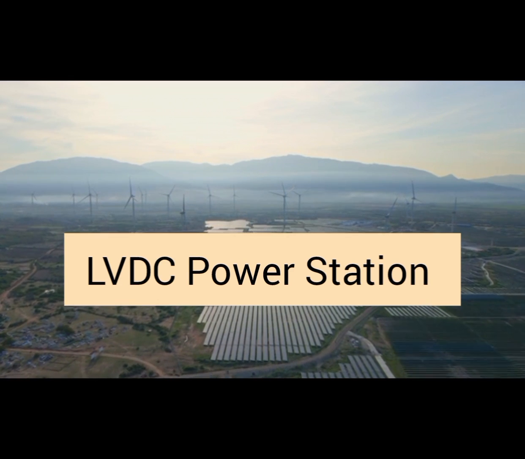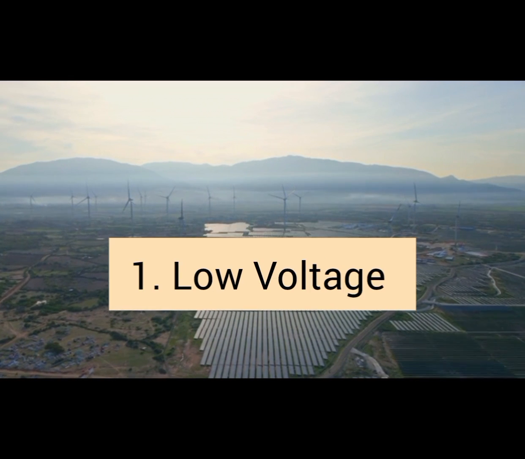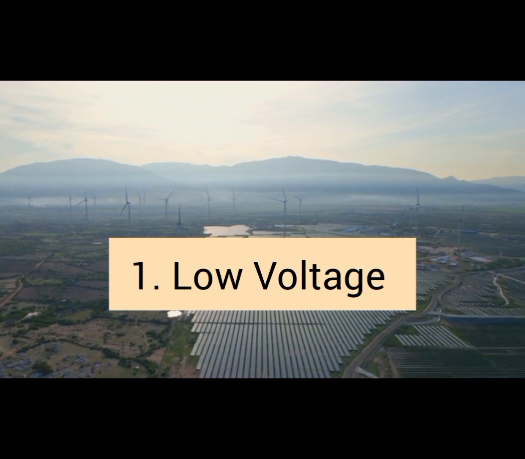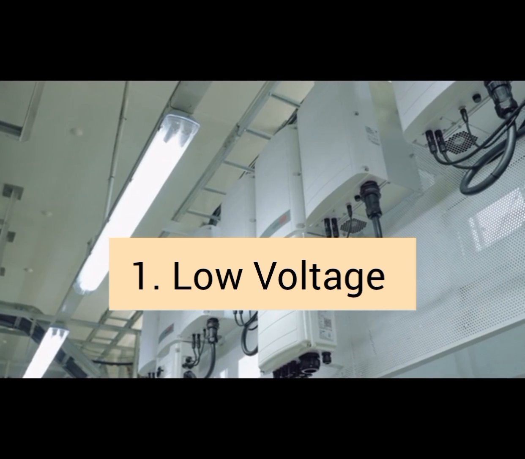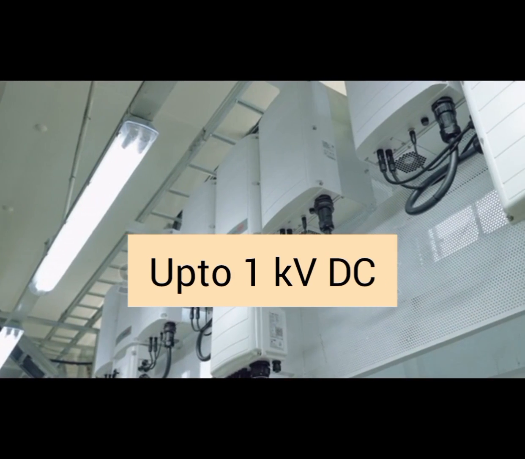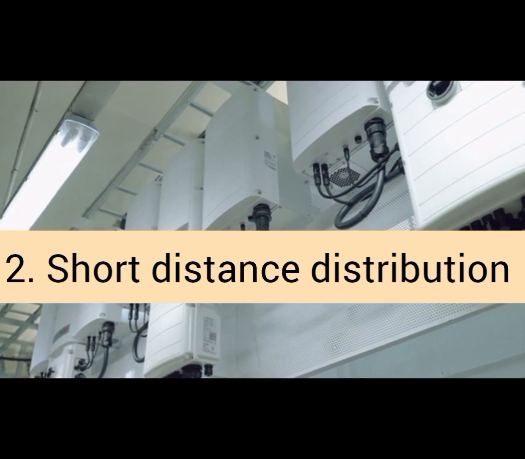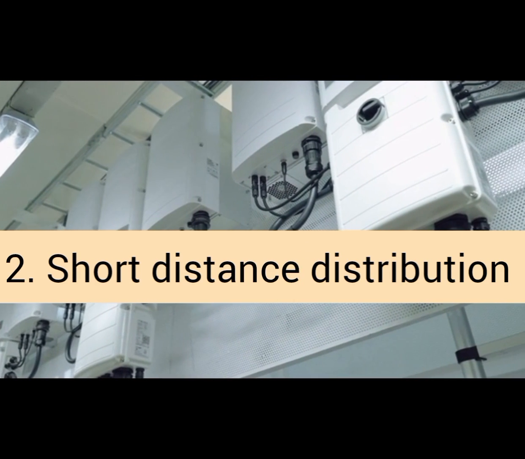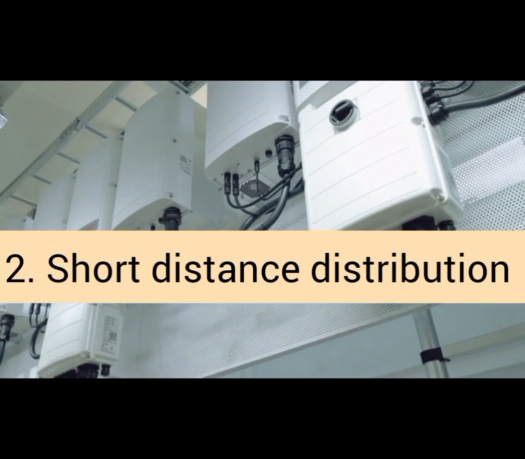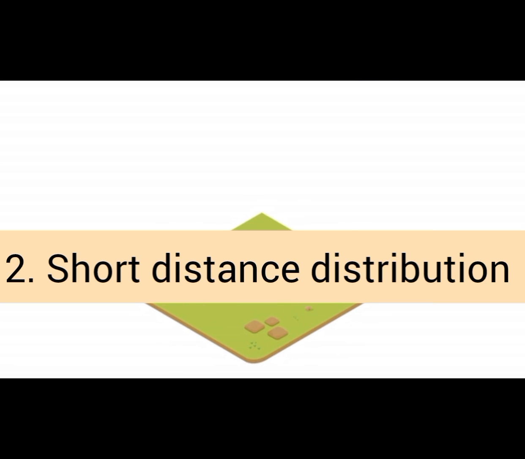LVDC power station. 1. Low voltage. Operates at relatively low voltages, typically up to 1 kV DC. 2. Short distance distribution. Designed for distributing power over short distances, within a building, campus, or local area.